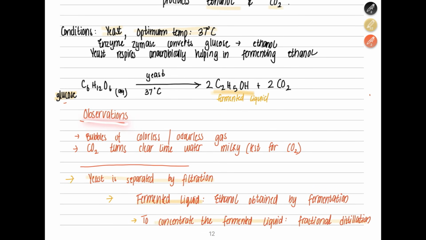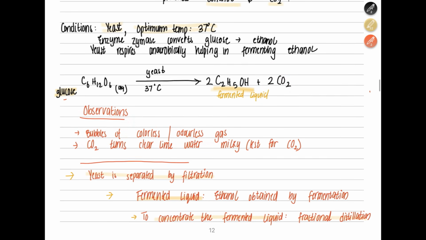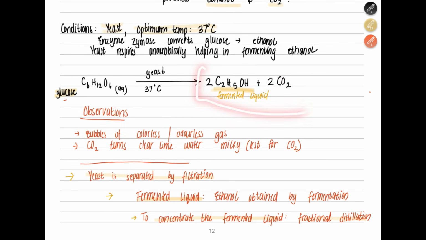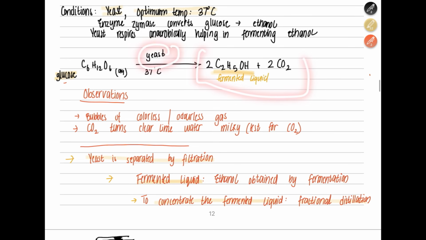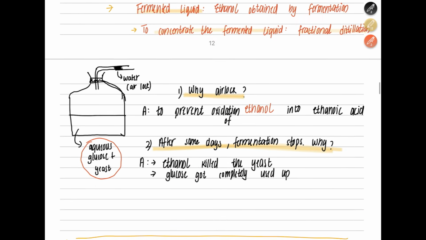So what are your observations? You get bubbles of colorless, odorless gas, which is carbon dioxide. Now, in this mixture, you also have your yeast, right? This yeast can be separated by filtration. What is a fermented liquid? Fermented liquid is basically the ethanol obtained by fermentation. If you want to concentrate the fermented liquid, you can use fractional distillation.